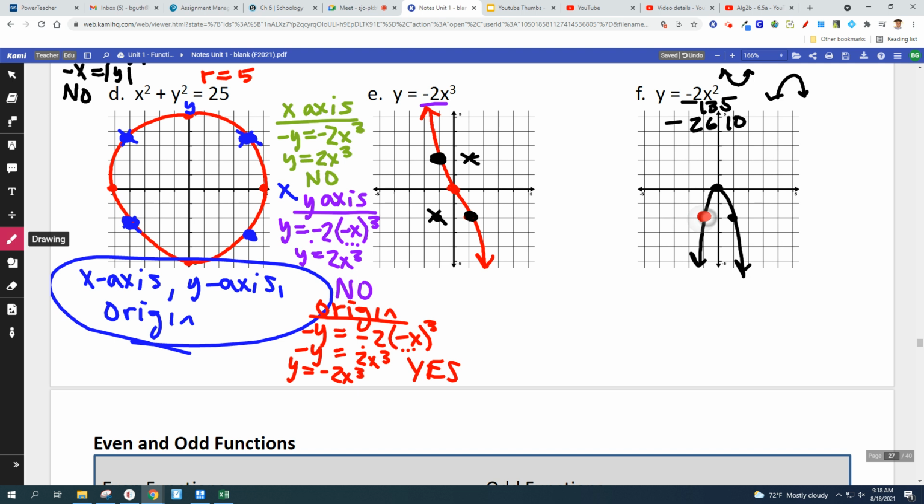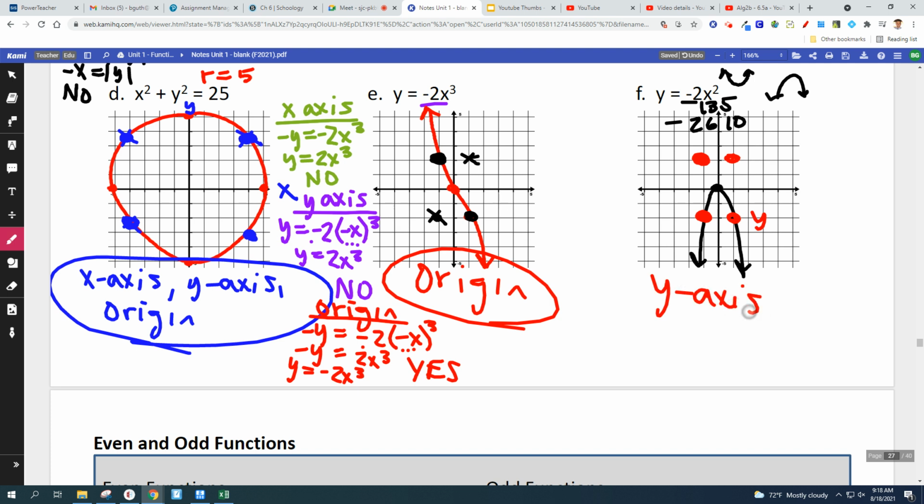Okay, if I took this point and flipped it over the x, is there x-axis symmetry? No. Oh, I should have written origin over here. There's no x-axis symmetry. If I take this point and flip it over the y, is there y-axis symmetry? Yes. Okay, so there is y. If I do both, I'm here. So there's no origin. There's just y-axis symmetry.